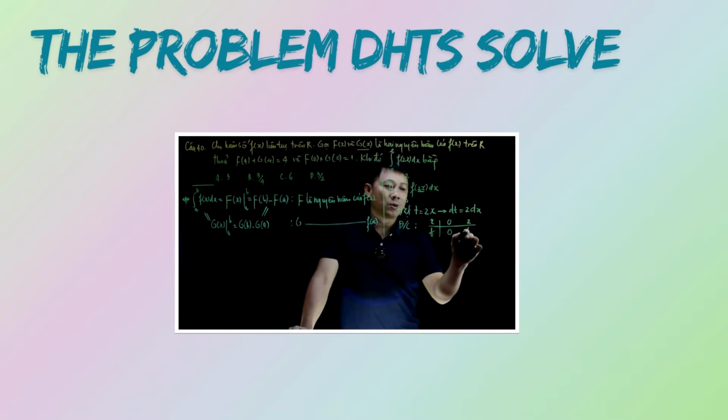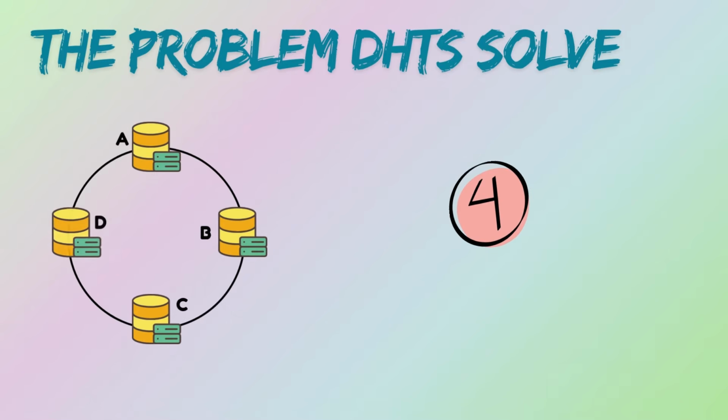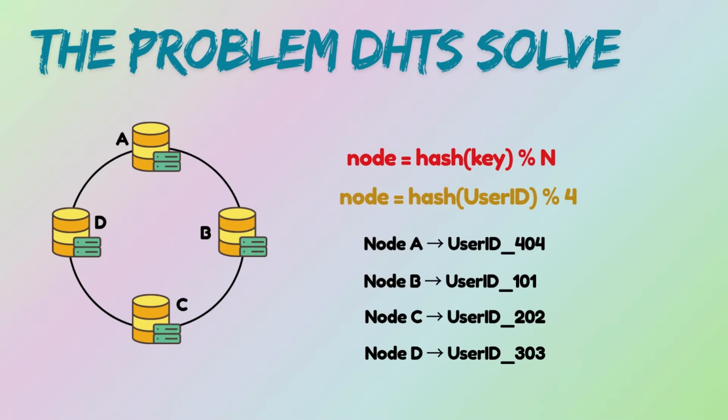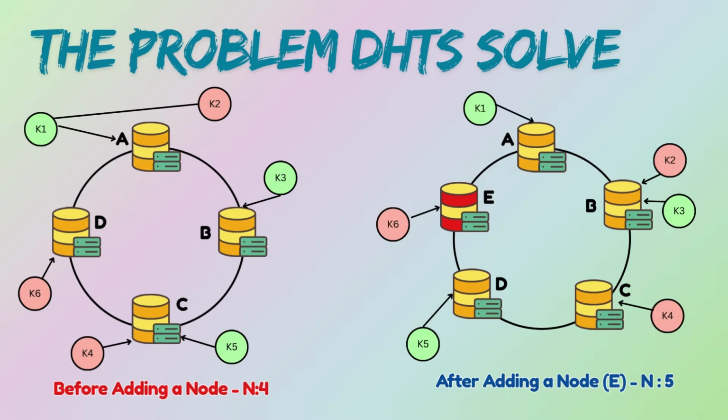Let's start with a simple question. When you store data across multiple servers, how do you decide which machine stores which key? For example, say you have 4 database nodes A, B, C, and D, and you hash user IDs to distribute the keys. Seems simple, right? But there is a huge problem. The moment you add or remove a node, the number n changes, and that means almost all your keys have to be remapped. You end up reshuffling tons of data, which is slow and inefficient.